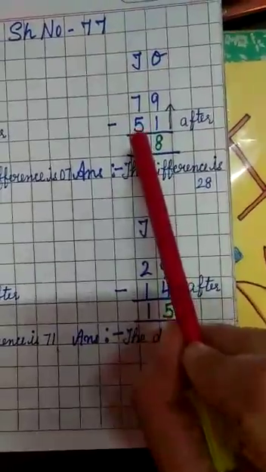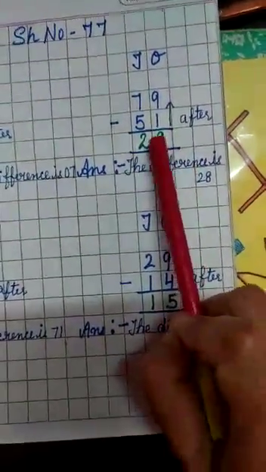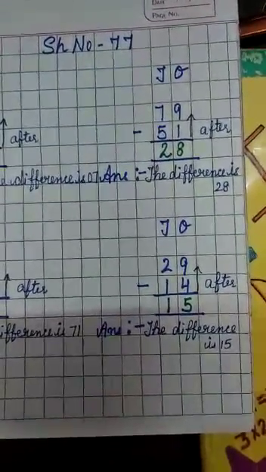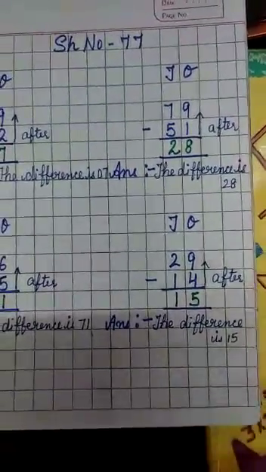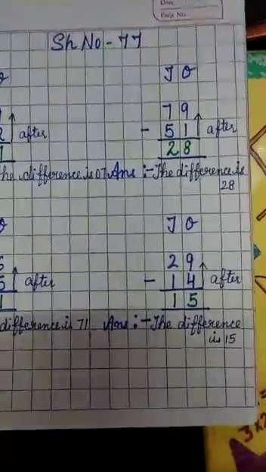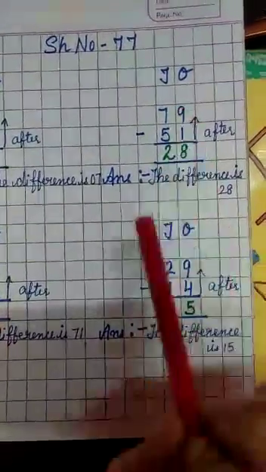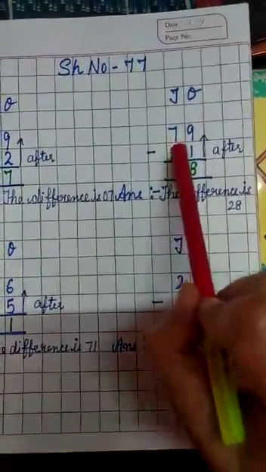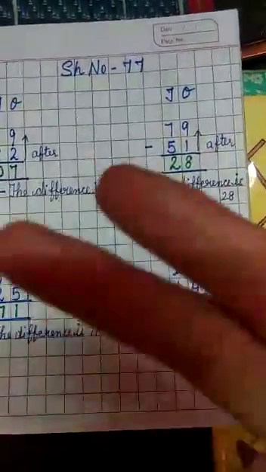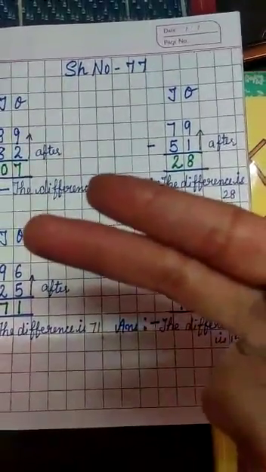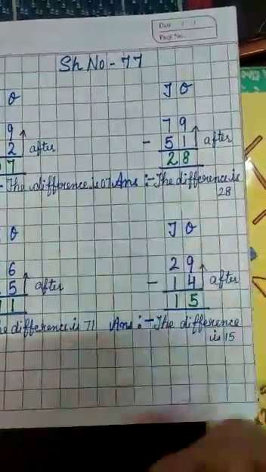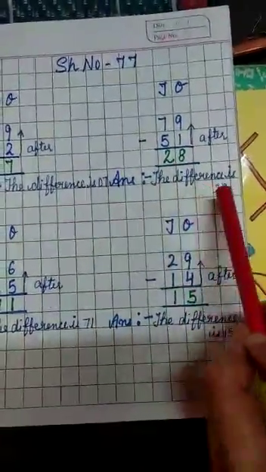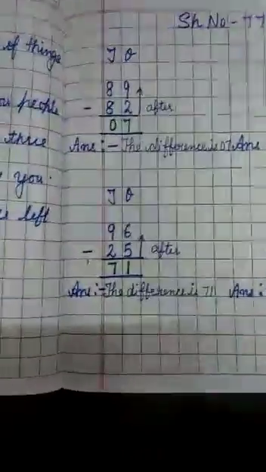Here 79 minus 51. Here 1 wants to catch 9, and after 1: 2, 3, 4, 5, 6, 7, 8. We will open our 8 fingers in order to reach up to 9. So we will write 8 here. 5 wants to catch 7. After 5: 6 and 7. 2 fingers I can show you now. So after 5: 6, 7. So the difference is 28.